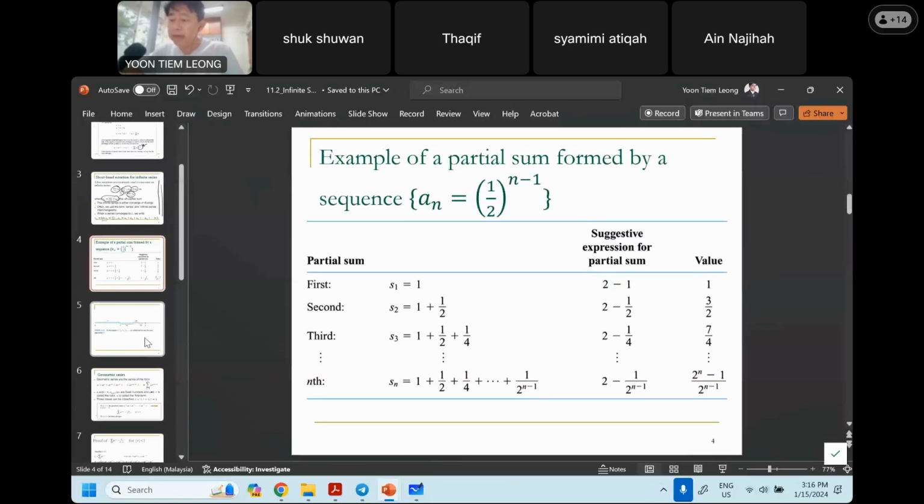So this is an example of a partial sum formed by the sequence of an, which is expressed in terms of one half raised to the power of n minus 1.